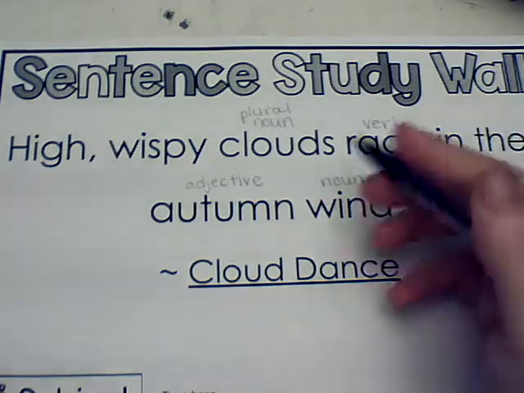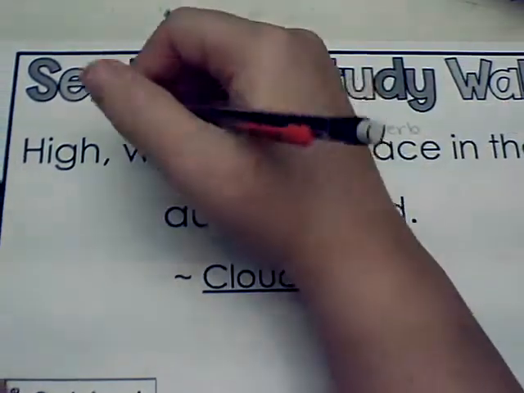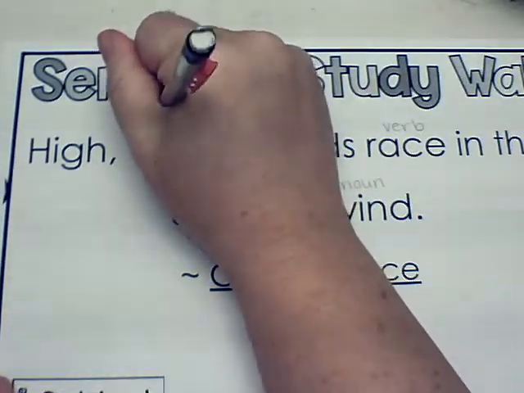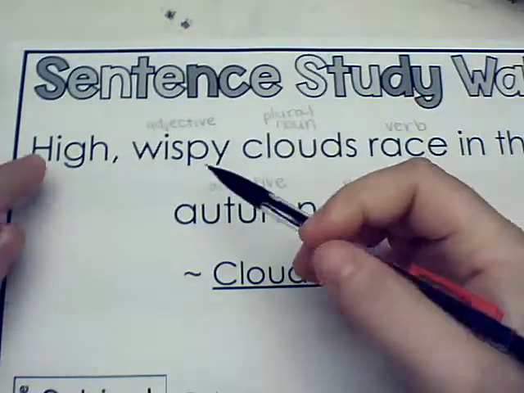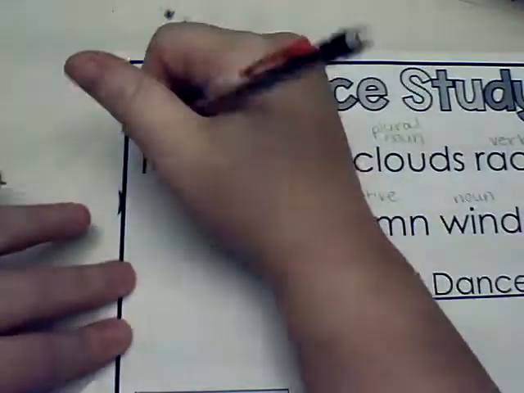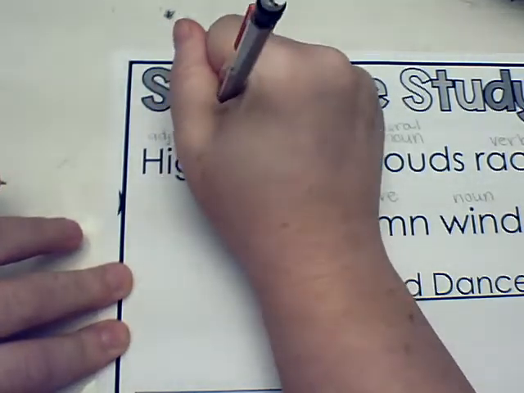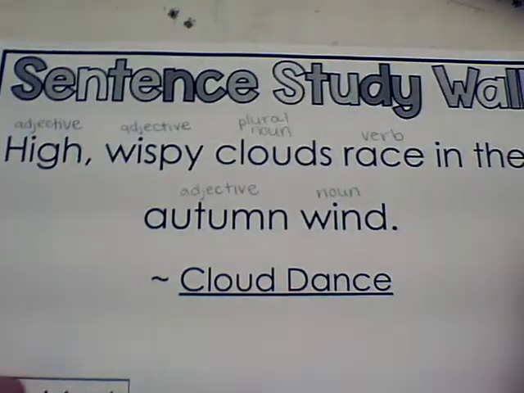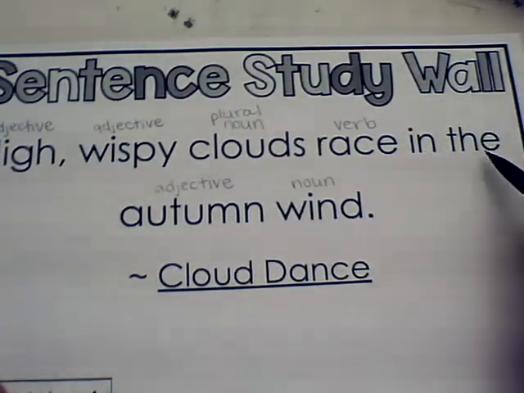It's a thing. Okay, so we're going to go back and think high wispy clouds. Wispy clouds. Okay, so wispy is describing the clouds. So we are going to use another adjective. Okay, and then high also describes the clouds. So high is also an adjective. Okay, so far we have almost all of them. We just have in and the left.